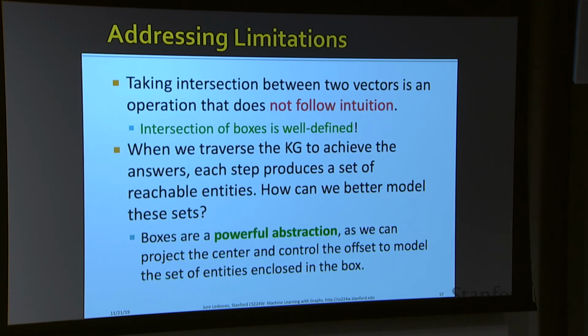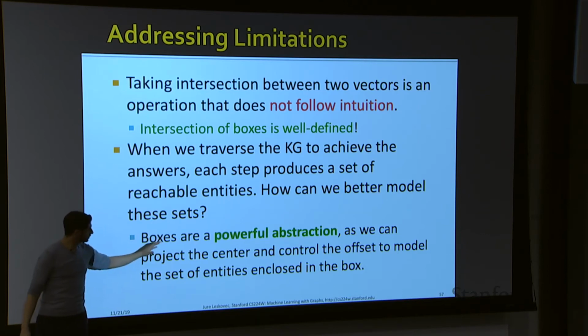Now, we said that taking the intersection of 2 vectors does not follow any intuition. That's why we had to pass through deep sets. But the intersection of boxes is very well defined. You can visualize that in 2D and 3D in your brain very easily, and it clearly generalizes also to multiple dimensions. And similarly, we said we want to find a more powerful abstraction, rather than just having this nearest neighbor search to get the answers.